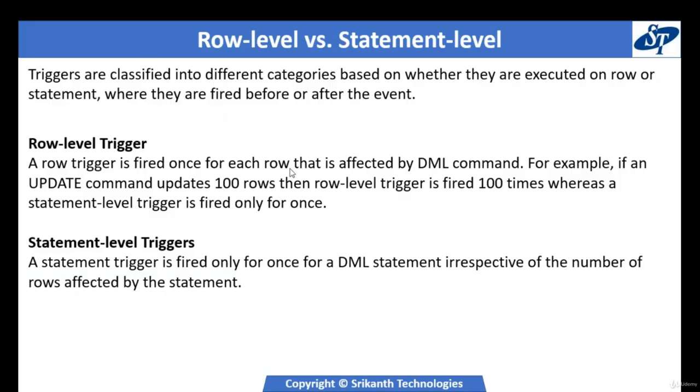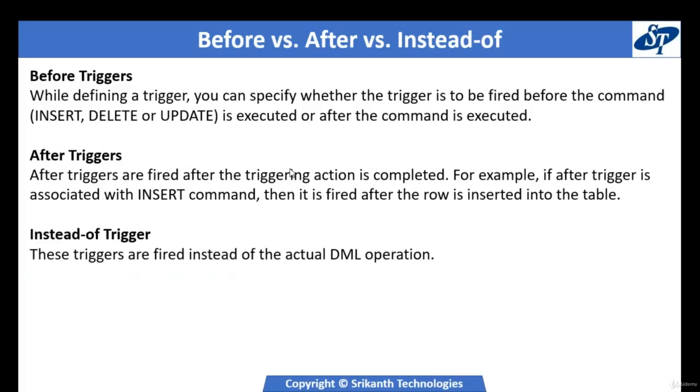And then the triggers might be before triggers, after triggers, or they could also be instead of triggers. Before trigger is executed before the actual operation takes place. After trigger is executed after the operation is completed. And instead of trigger is executed instead of the actual operation. So we don't perform the operation, instead we just run instead of trigger. Whereas before trigger runs before the operation is applied.